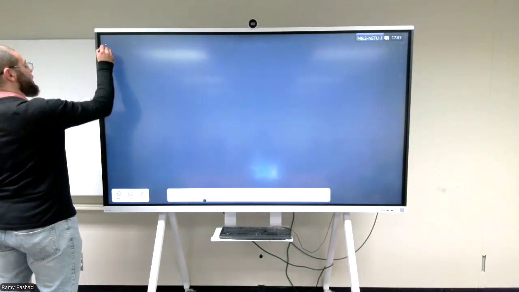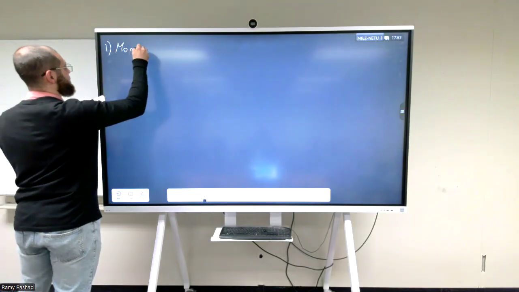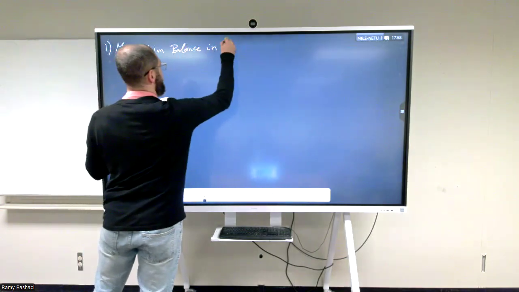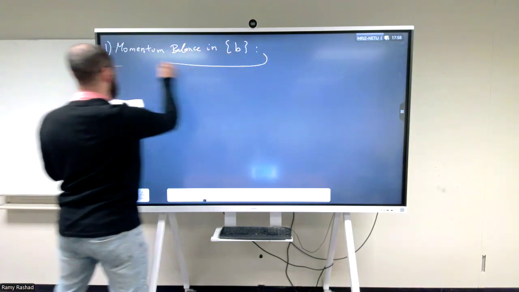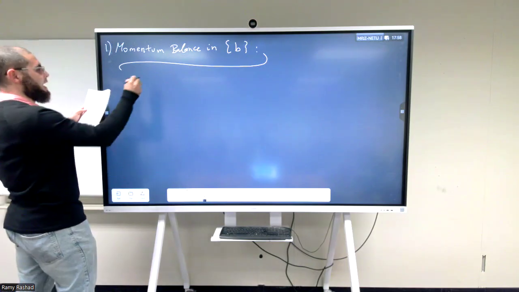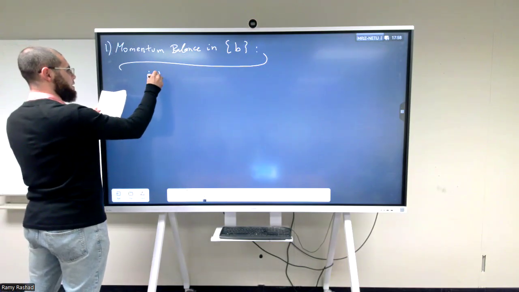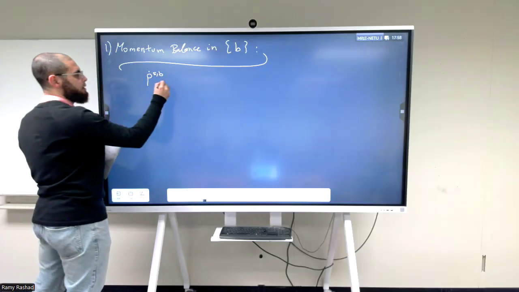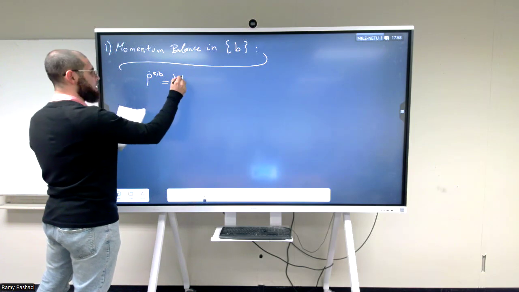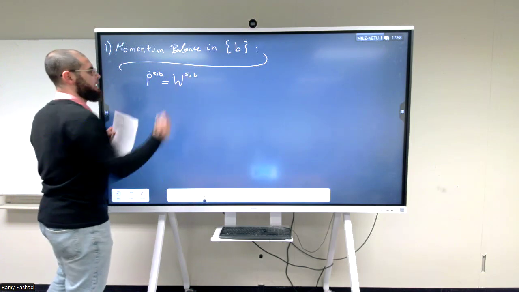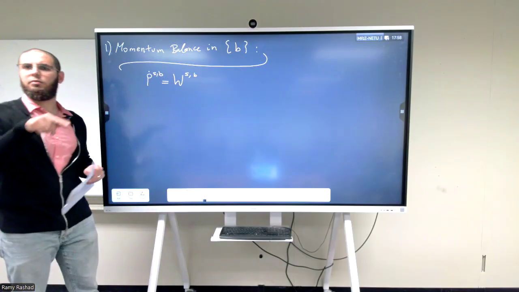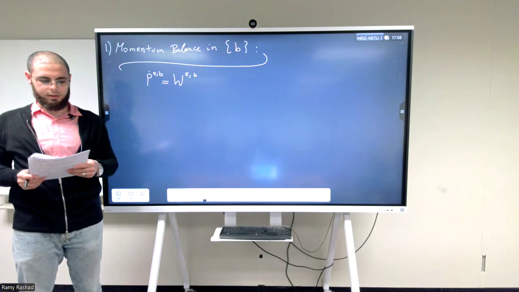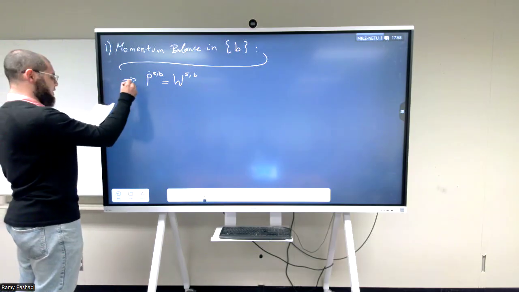The first thing we're going to be doing is writing the momentum balance in the B frame, not in the S frame. So the equation that we have is simply P dot of the body attached to the B frame, but expressed in the S frame, equal to the wrenches applied on the body expressed in the S frame. Here we had the total, but we're just going to drop that and keep it as a subscript from now on. So this is the first equation that we have.